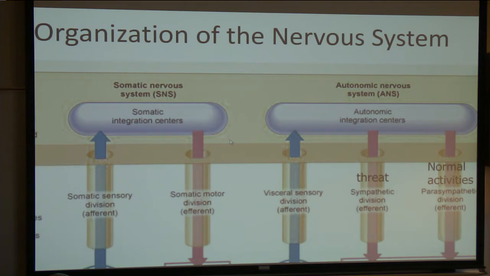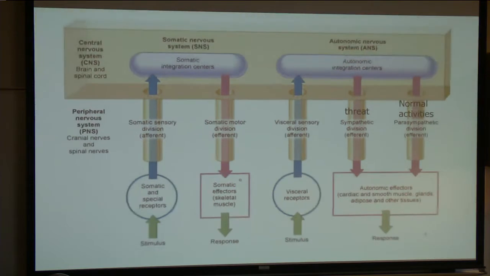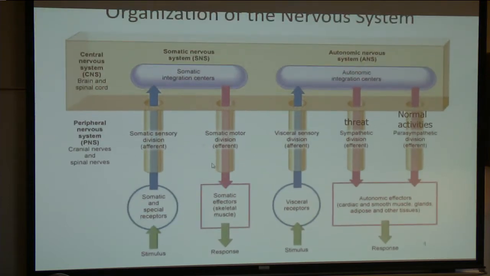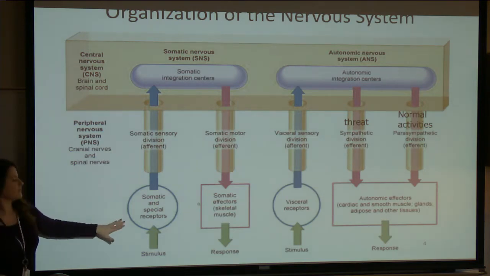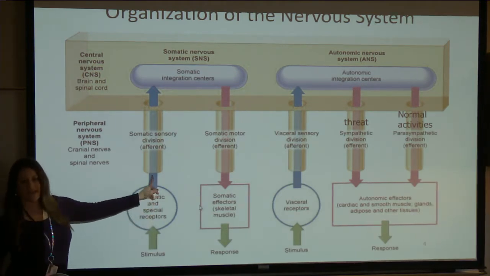Okay, so with the somatic nervous system, soma means body. Your somatic effectors are skeletal muscle. And if we look at this picture, this is just like what we drew on the board. You have some type of a receptor. You're going to use that blue arrow, which is afferent.